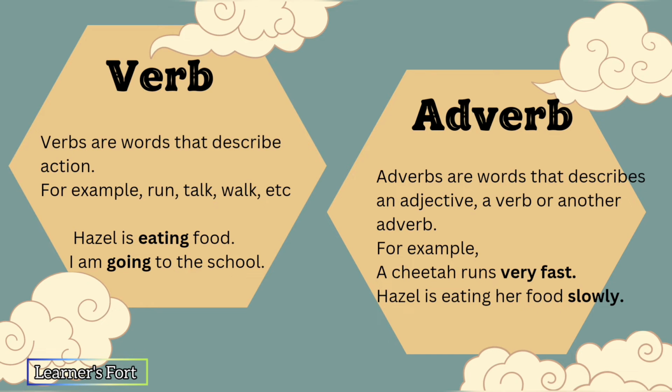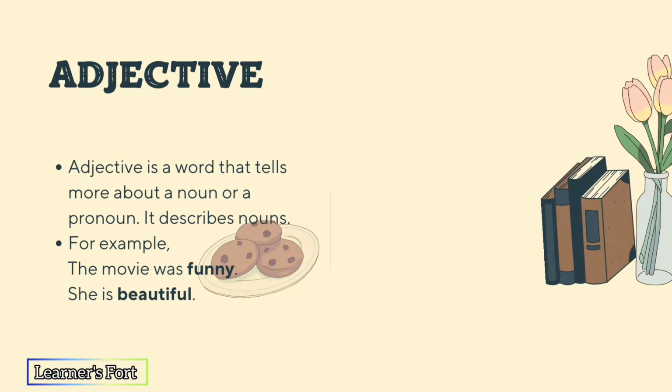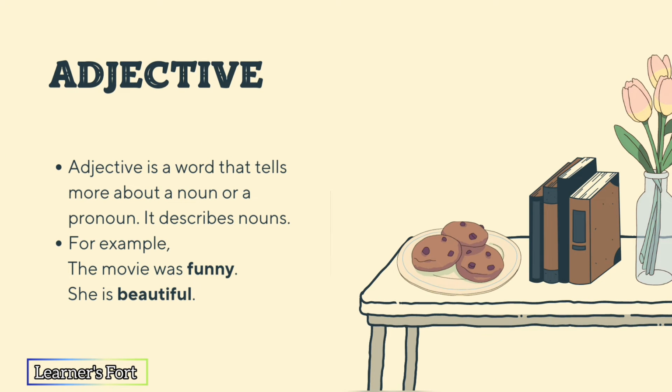Okay. Let's talk about another part of speech, which is the adjective. Now, what is an adjective? An adjective is a word that tells us more about a noun or a pronoun. It describes nouns. For example, the movie was funny. Now, it is telling us more about how the movie was. The movie is basically a noun, and how it was, it was funny, right? The second one is she is beautiful.